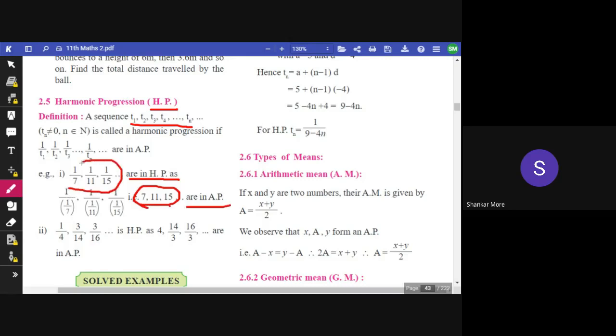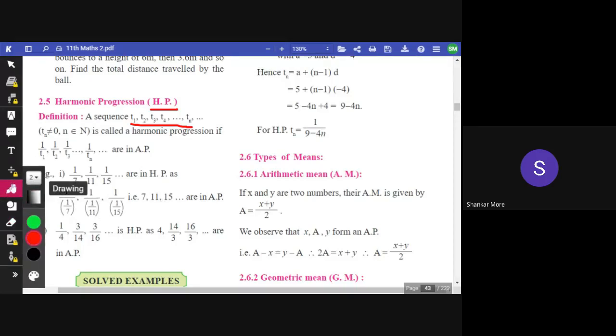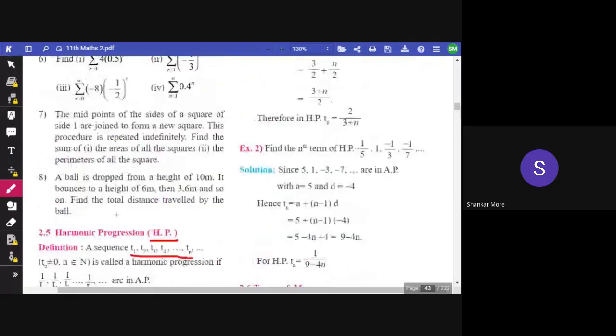So this series is in HP. Theek hai, matlab unke reciprocal agar AP mein aate hain, then that series is HP, harmonic progression. So now see the next example also.